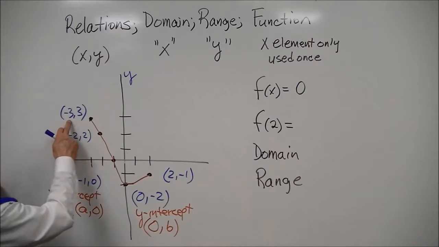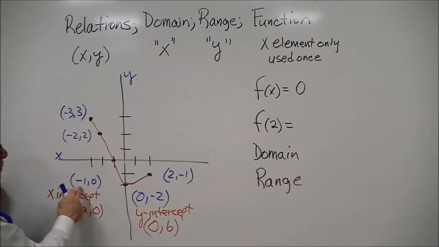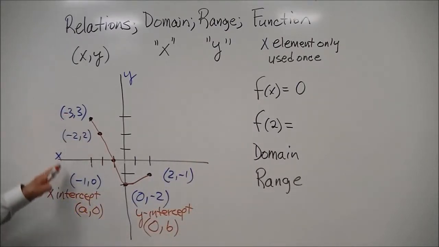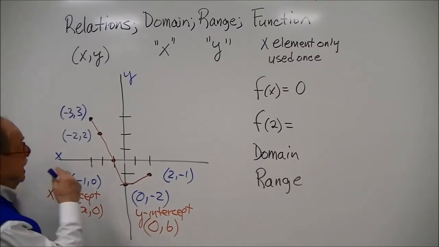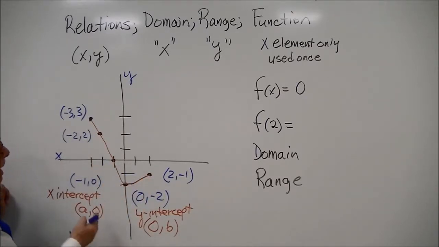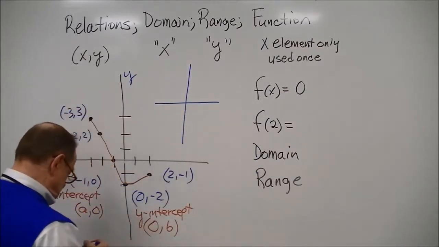Well, if we look at these points, we'll notice that we have a -3, a -2, a -1, a 0, and a 2. Are the x elements used more than once? If you were to list them out, you'd see no, they're only used once. And again, if I connected these points, which I did, how can you tell by looking at a graph whether or not the graph is a function? Well, for this, we have something that's called the vertical line test.